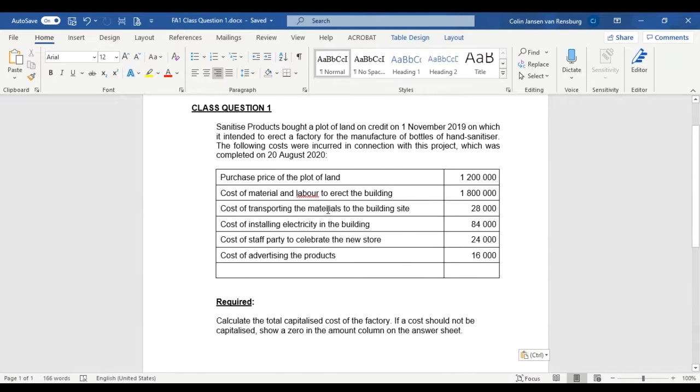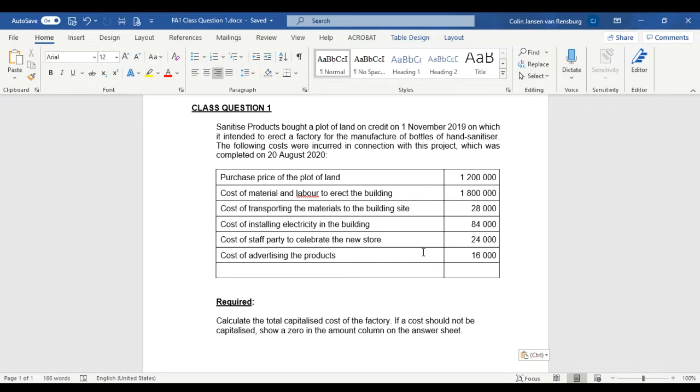So, ladies and gentlemen, now again we've got to go and decide, is that a directly attributable cost or not? And we are going to go about it the same way as before. The first question we need to ask ourselves, is it a necessary cost? Right? Yes or no? Can we start building this factory? Can we erect the factory if the materials are still at the supplier, or must the materials be there on site? Clearly, ladies and gentlemen, the materials must be on site before we can use it to construct this building. So it is a necessary cost.